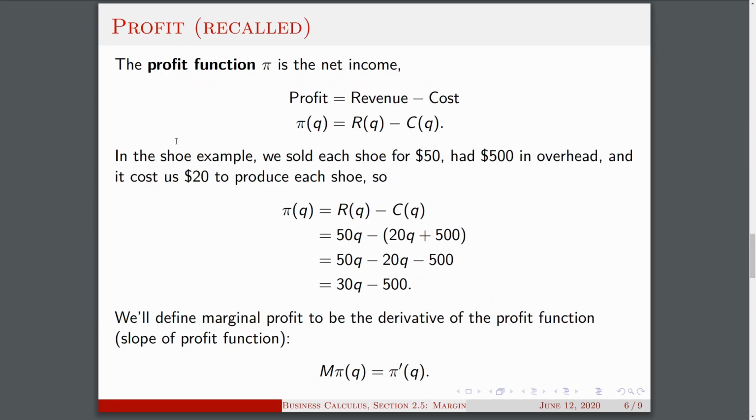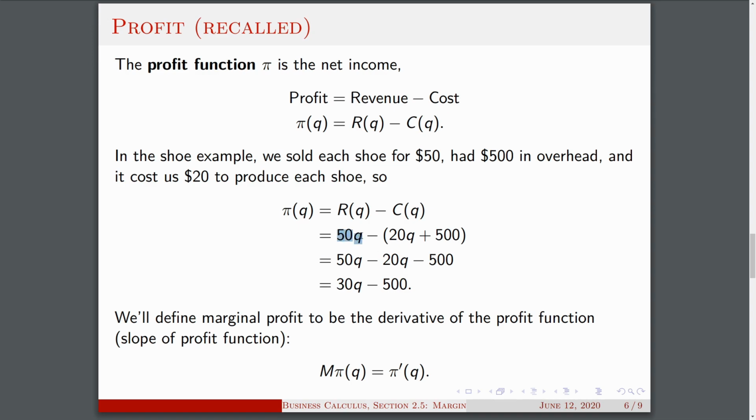Now we got those. We can talk about profit. And remember what profit is. That's like the net income. All right, that's the net result of revenue and cost. So we count revenue as a positive thing and cost as a negative thing. And we subtract those two things.